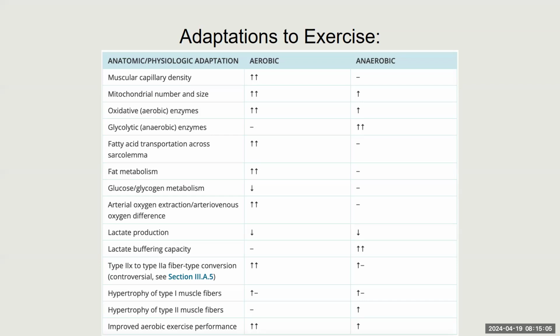And you can have conversion of those type 2X fibers to type 2A fibers. But again, this is something that they're like, well, maybe you can. So never can take anything for face value in medicine. Whereas with anaerobic exercise, the big things you're going to see is increase of those anaerobic enzymes, and you're going to increase your lactate buffering capacity.